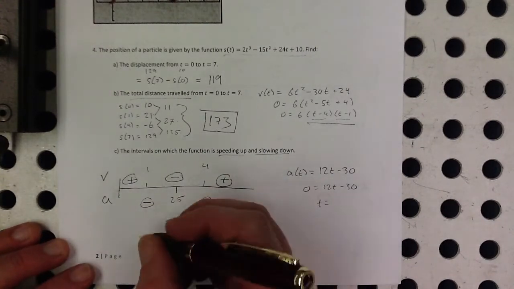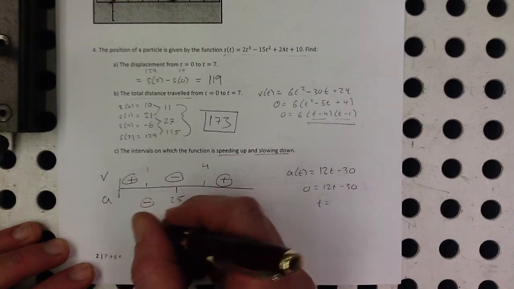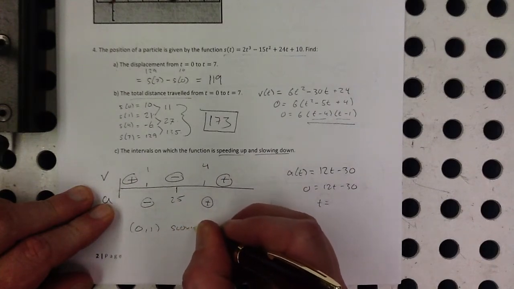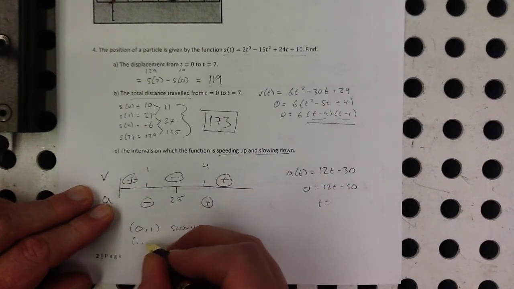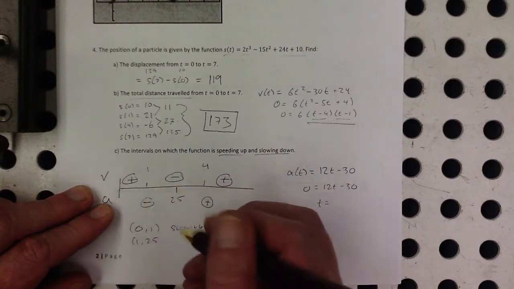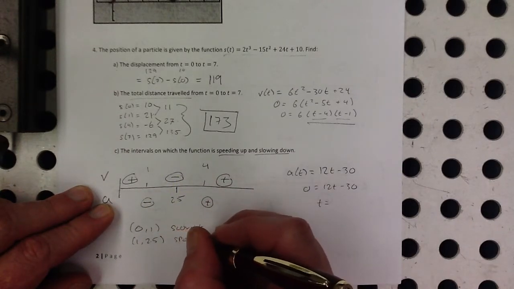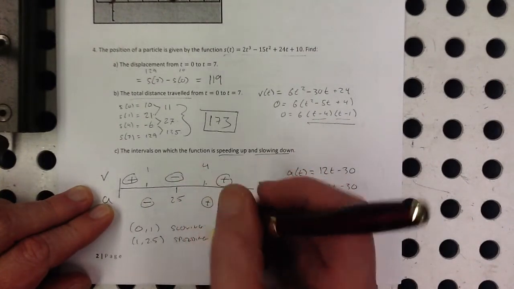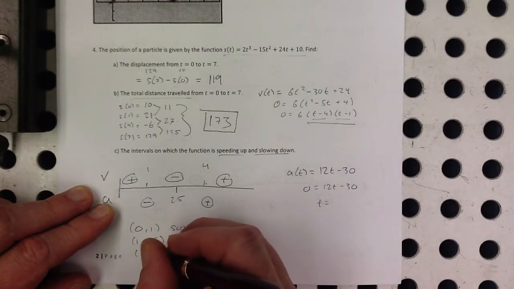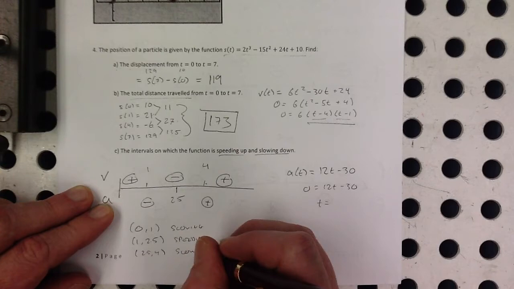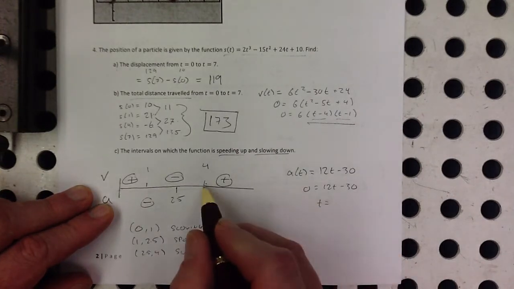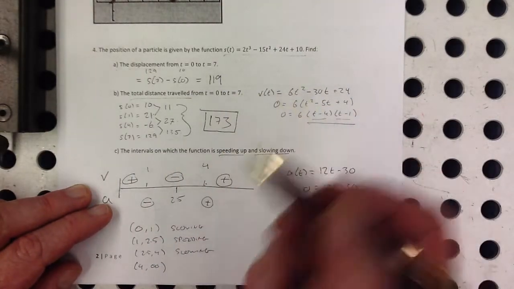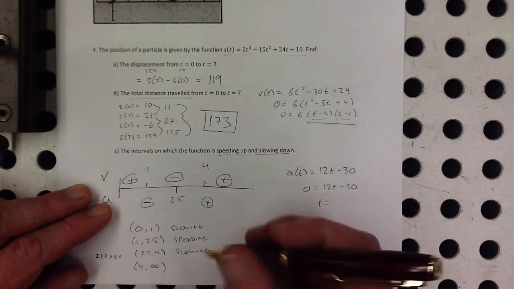So there you go. So from 0 to 1, they disagree. So that's slowing. And then from 1 to 2.5, these two signs agree. That means it's speeding up in the negative direction. And then from here to here, they disagree. So we're slowing again. And then finally, from 4 to 7, because it said to 7 here, but 4 forever more, it's going to speed up.